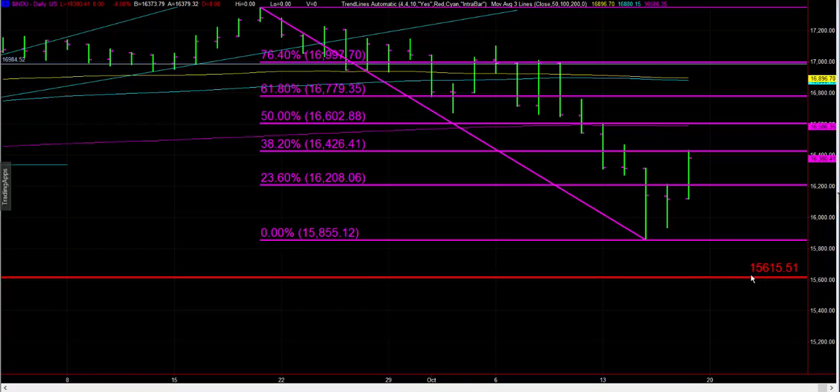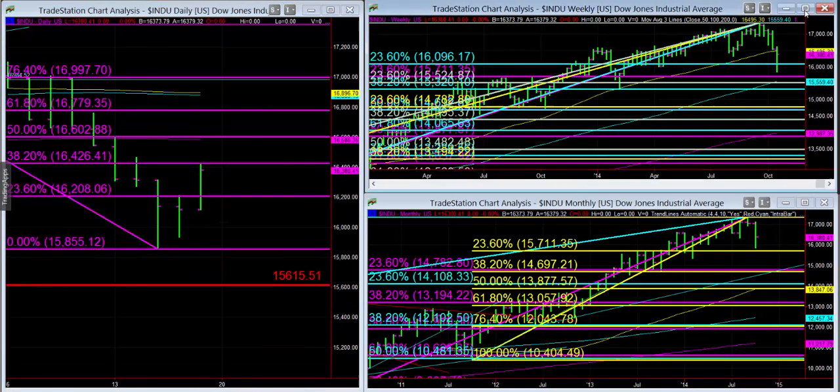On this daily chart, we have drawn a red horizontal line at 15,615. That represents the level at which the Dow Jones would be in a technical correction. We are a little bit a ways from that area now. We'll continue to see if the Dow can remain above that area.